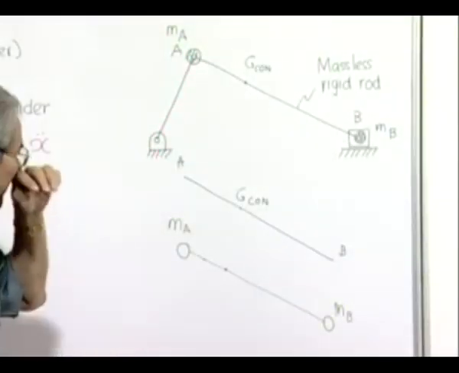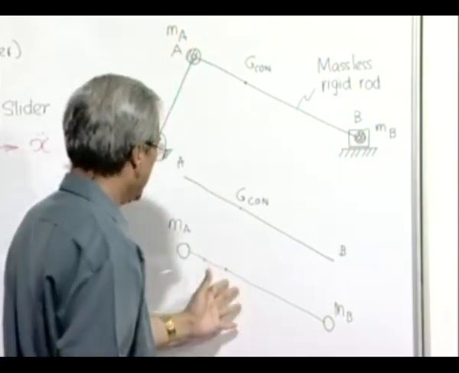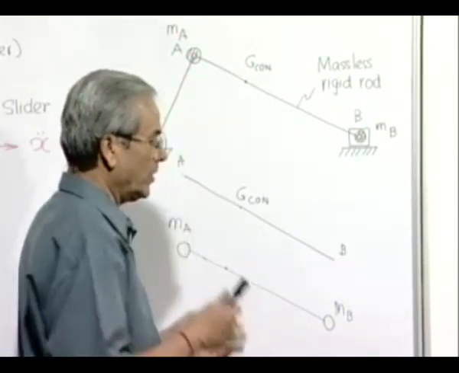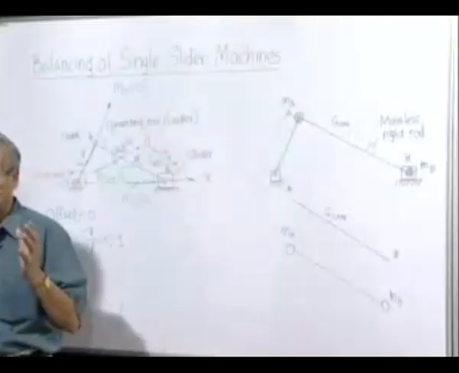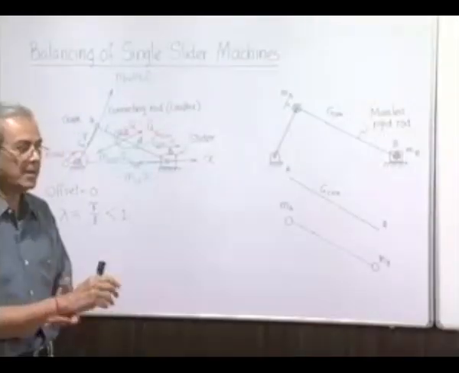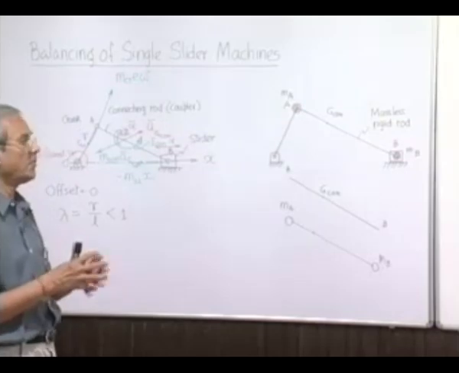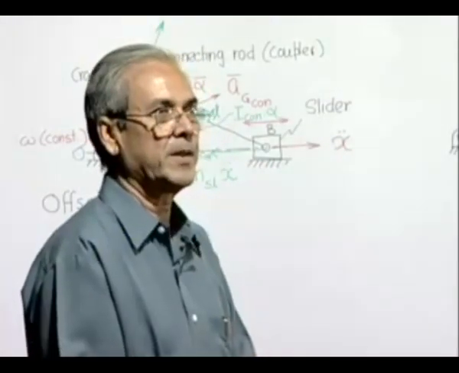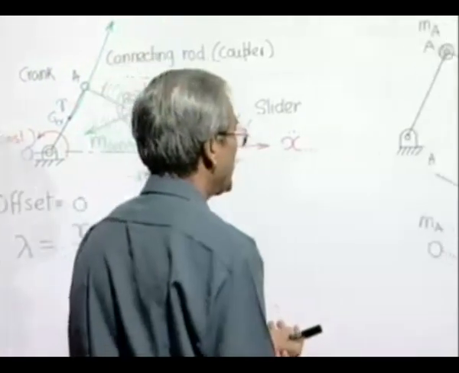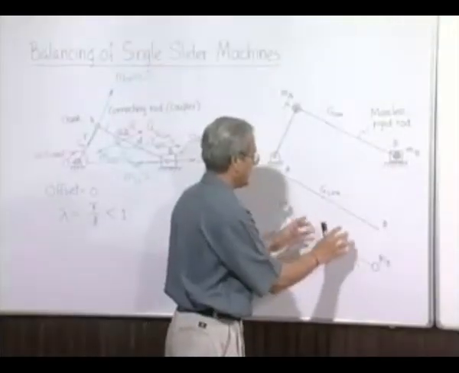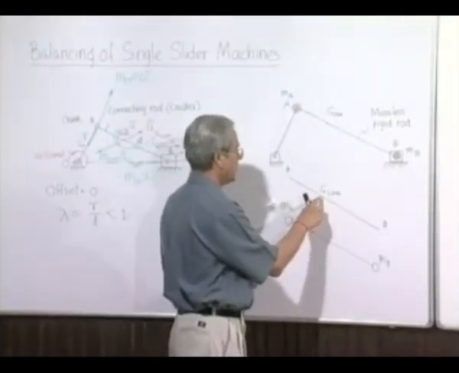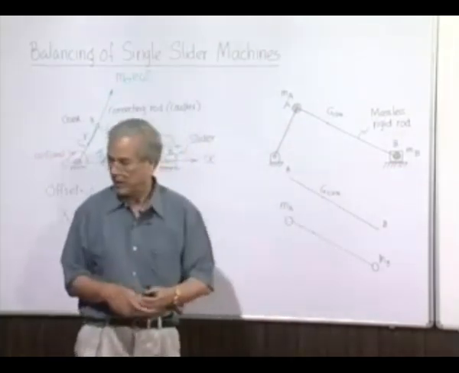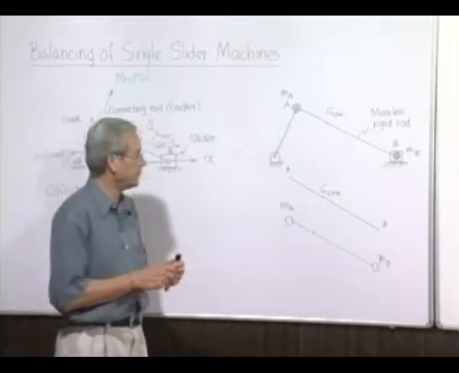Now, what will make this dynamically equivalent to the actual connecting rod? We say a particular object is dynamically equivalent to another object if the same set of forces and moments produce the same set of motions. So how do we achieve it? Suppose a force and moment acting on this produce an acceleration of the center of mass and an angular acceleration of the object.